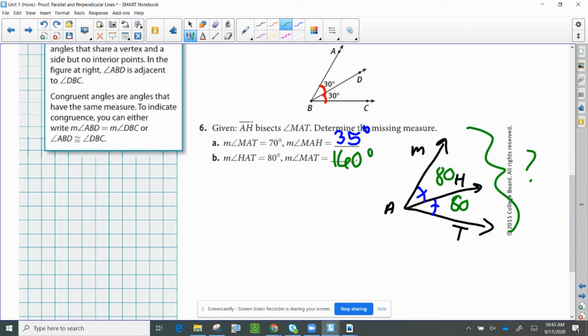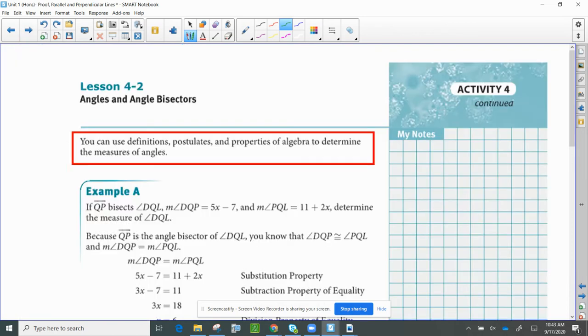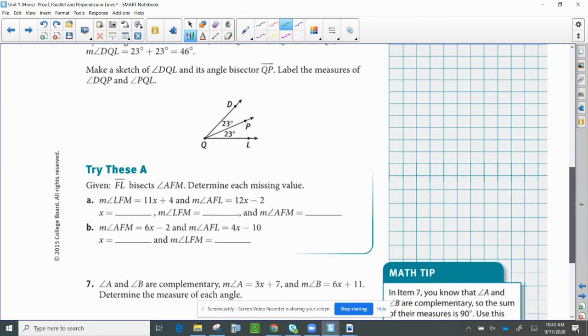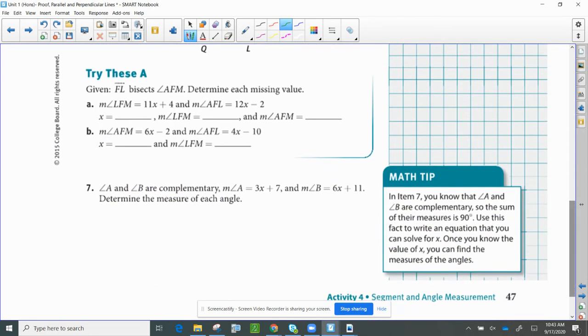All right, so let's head over to the last page here where we start to do lots of algebra again. But you can use definitions, postulates, and properties of algebra to determine the measure of an angle. So we're going to put everything together here and use it to solve algebraic expressions. I'm going to skip to the try these examples, where we have given FL bisects angle AFM. So let's draw an AFM here, AF and then M. And FL, they're saying, is an angle bisector.